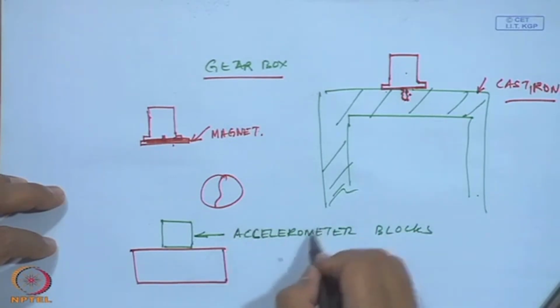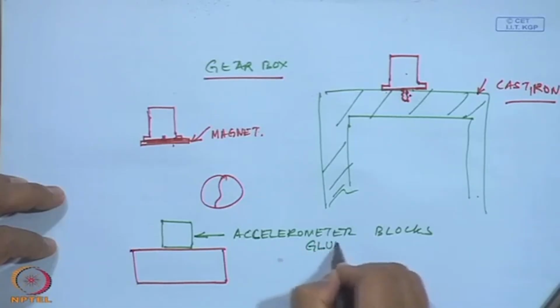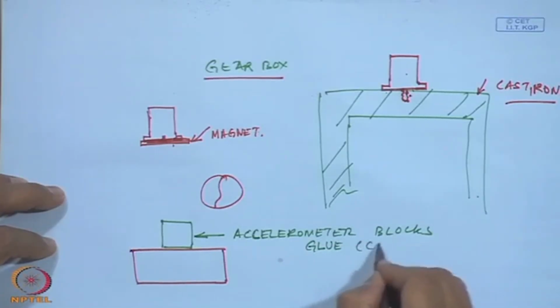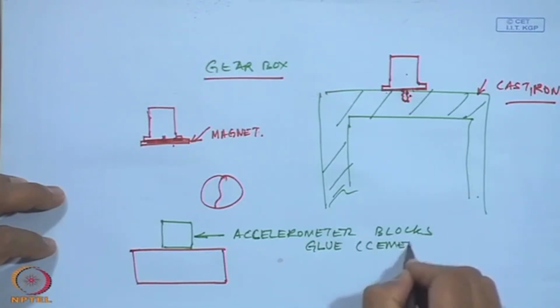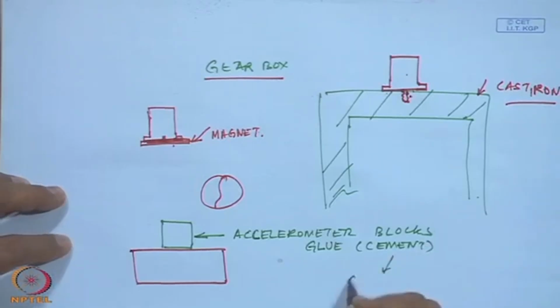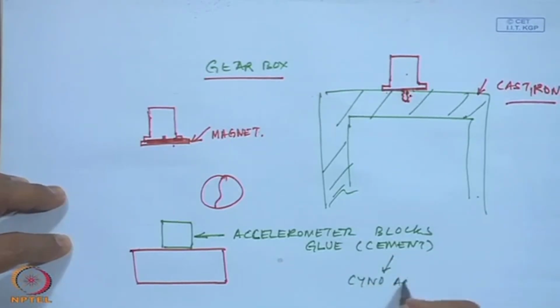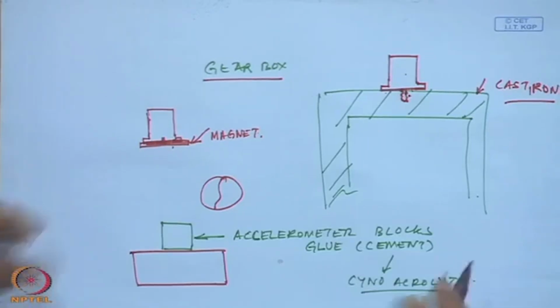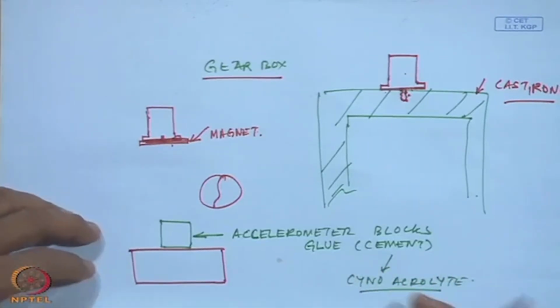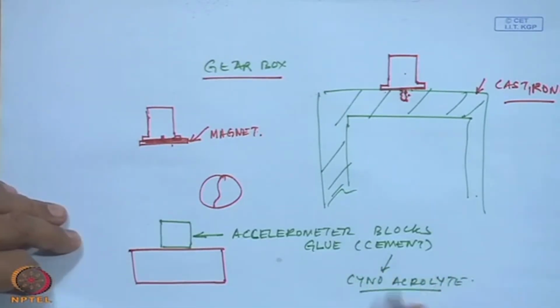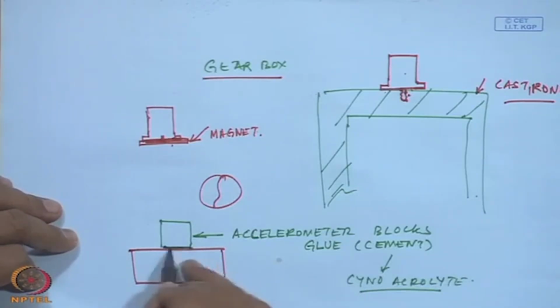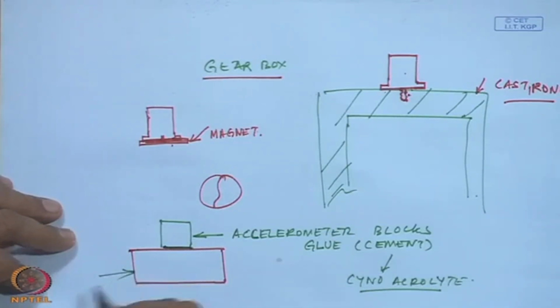Which could be glued permanently by cement, like the cyanoacrylate, like we talk about those Fevikwik type of glues which are available in the market. You can use them to glue the block onto the surface whose vibration you are going to measure.